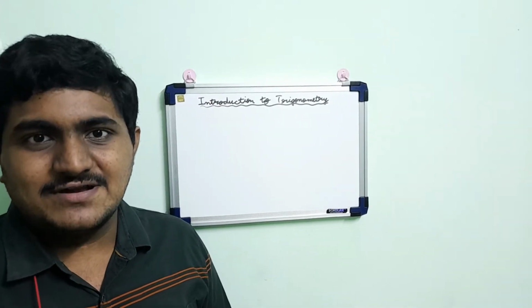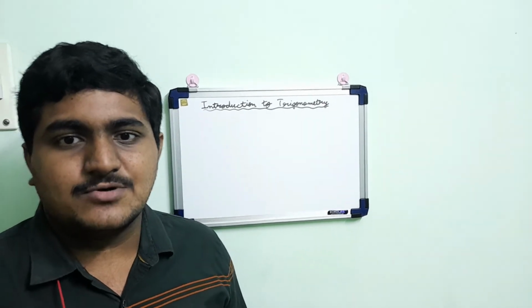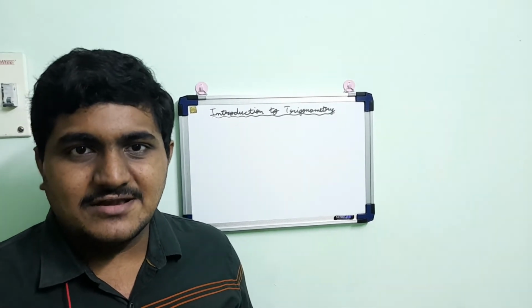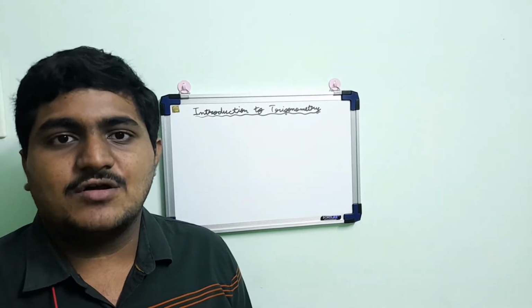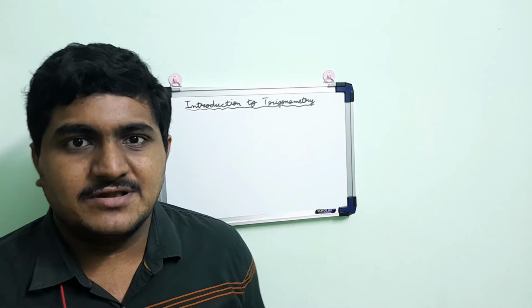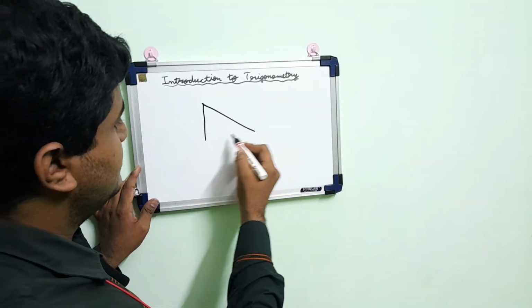Hello friends, in this video we are going to see about Introduction to Trigonometry, a lesson from class 10. So what is trigonometry? This lesson speaks about the various angles that are associated in a right angle triangle and the various ratios that are associated with it.